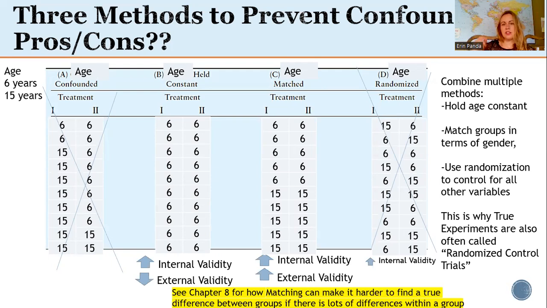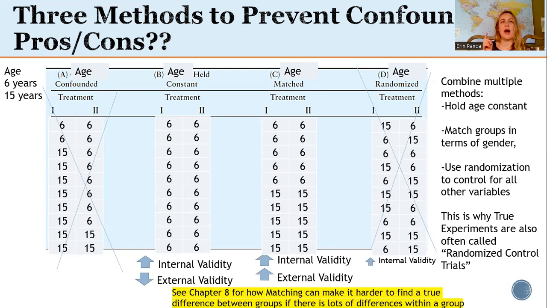And then in order to determine which of those 15 individuals are going to get which of the training programs, we're going to flip a coin. This is the randomization technique. The randomization technique will allow us to control for all other variables that could also impact our dependent variable, our math skills.